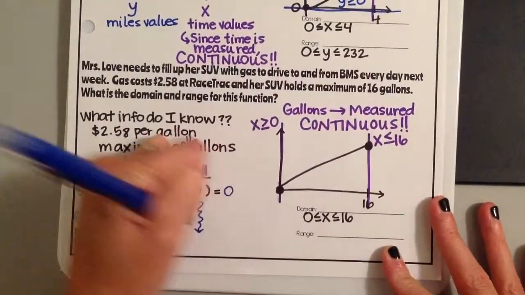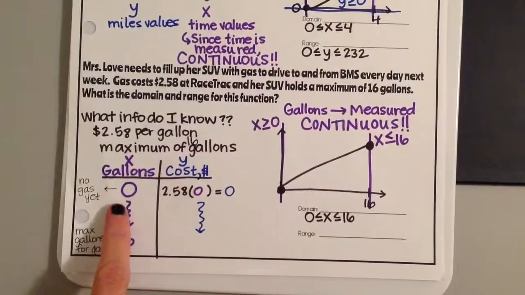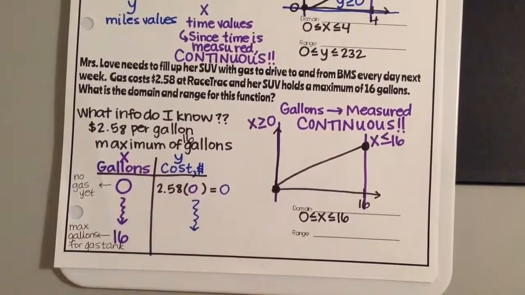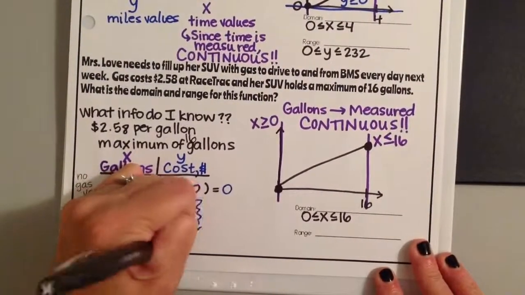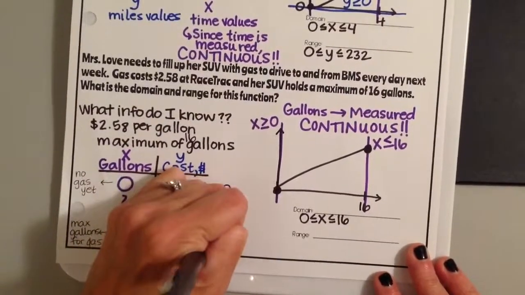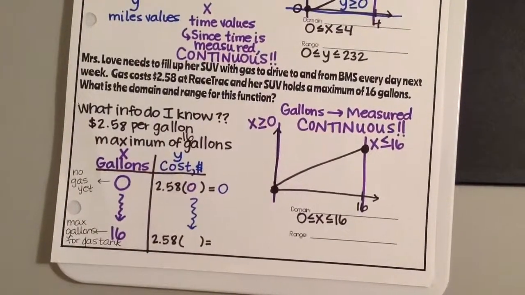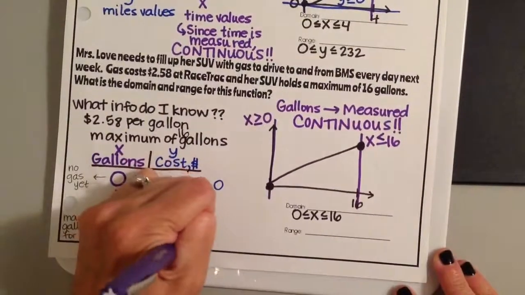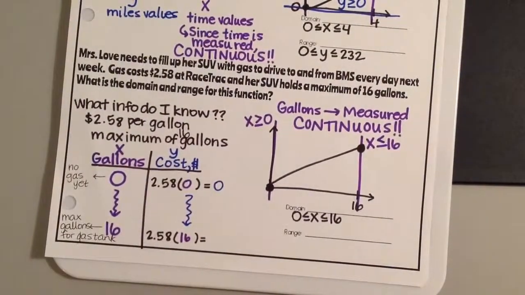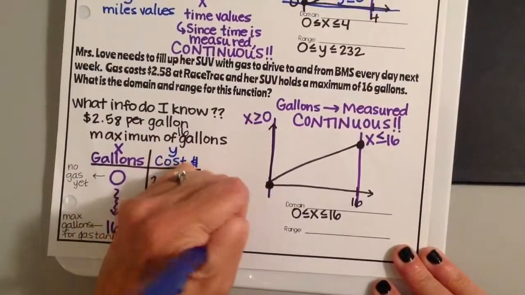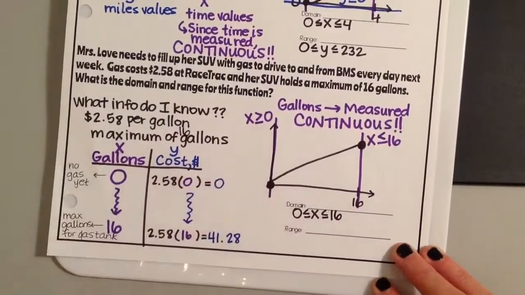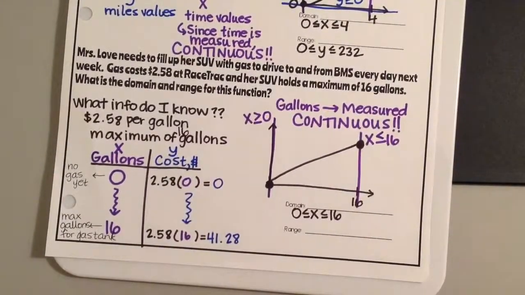And just like with gallons, I'm going to be able to figure out my cost no matter how many gallons I have. But again, I want to figure out what my highest cost is based off of my highest gallons number. So I'm going to use this again. I'm going to say $2.58 times my gallons, and my gallons is 16. And $2.58 times 16 is going to be $41.28. That is the most that I will spend on gas.